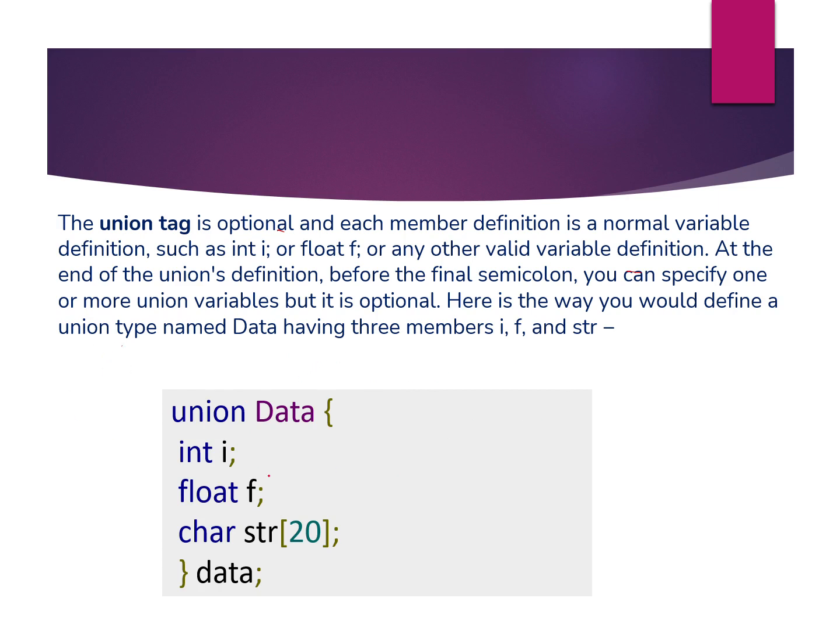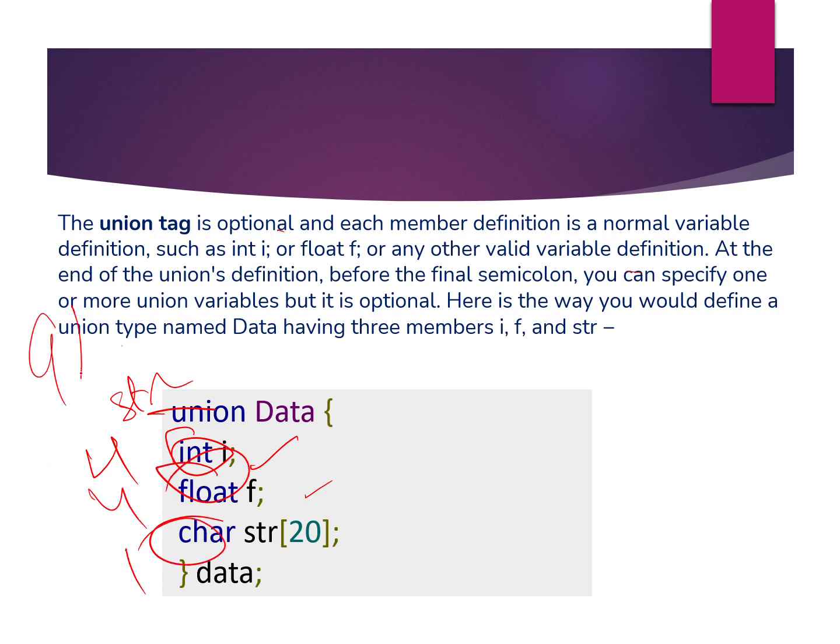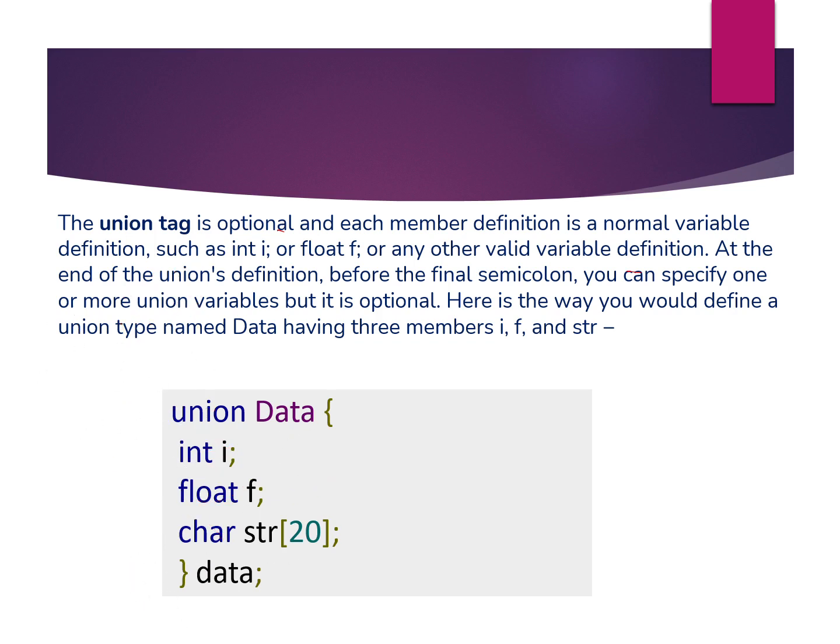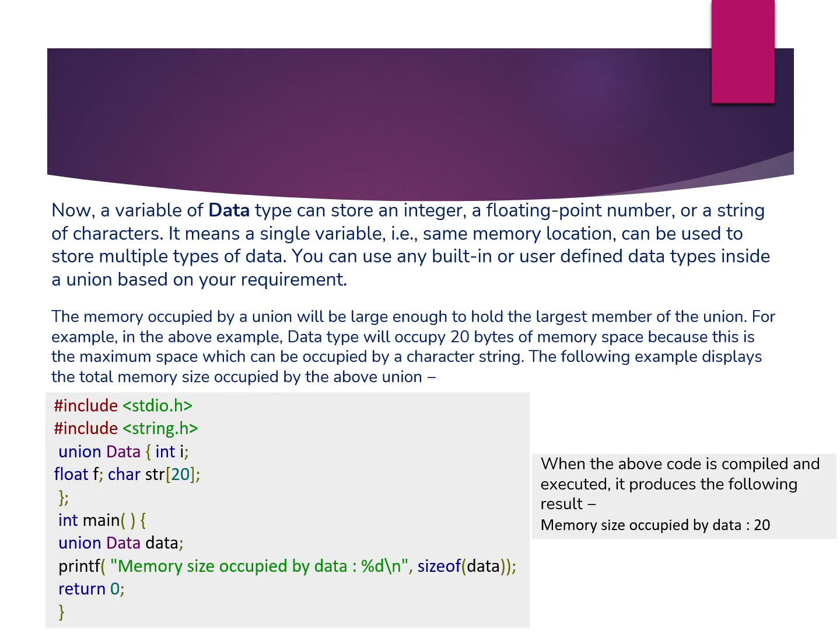In a structure, if this was a structure, what would happen? 4 bytes of data will be initialized for this, 4 bytes for this, and 1 for this. So already 9 bytes of data will be pre-assigned or pre-initialized, but that is not the case in a union. So that is the difference between a structure and a union.